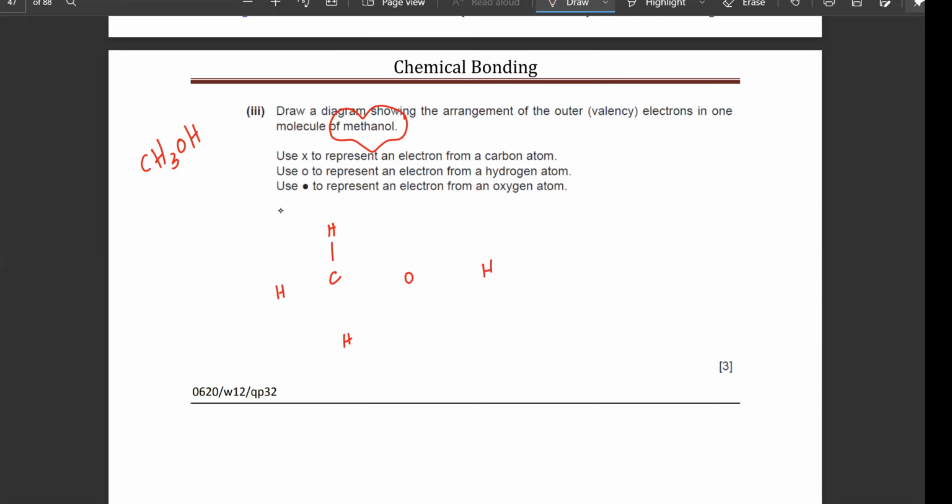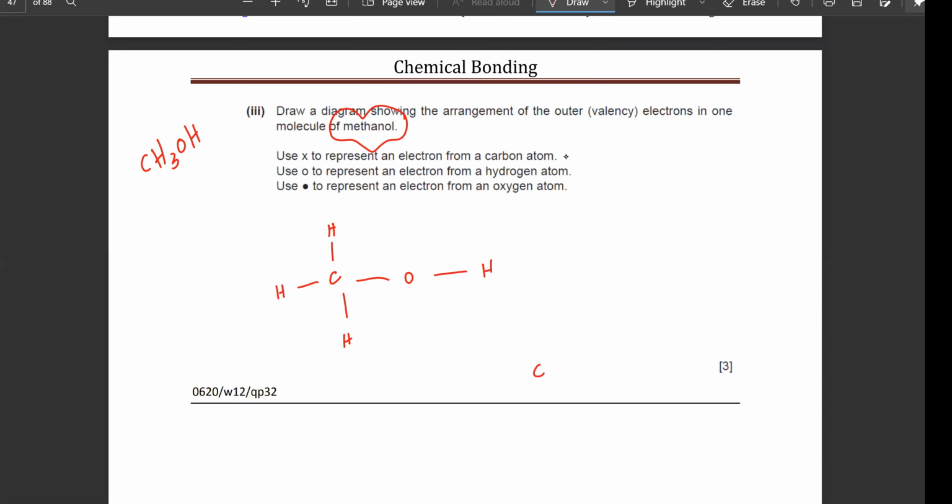So carbon makes 4 bonds. Oxygen is in group 6, which makes 2 bonds. Hydrogen makes 1 bond, so that's done. Anyway, you figured out the structural formula. You're being asked to draw the dot and cross diagram, and you have to follow the symbols that they're using.